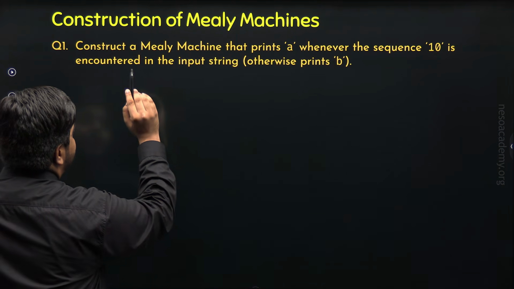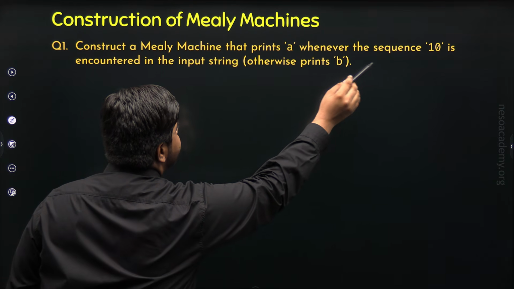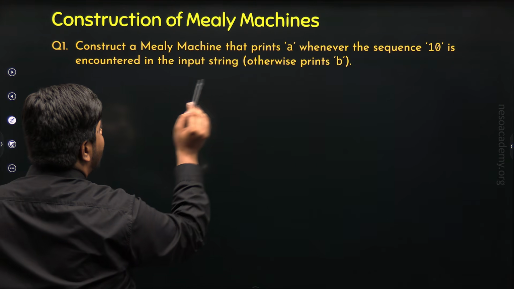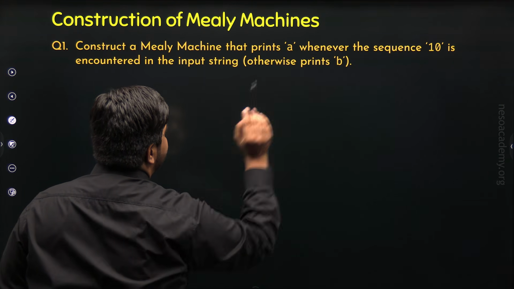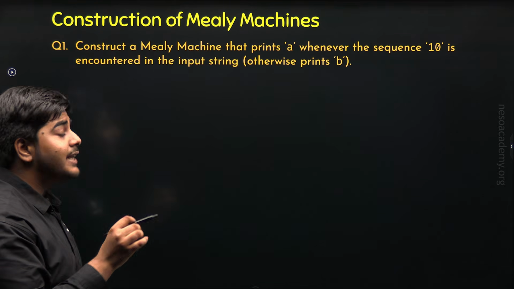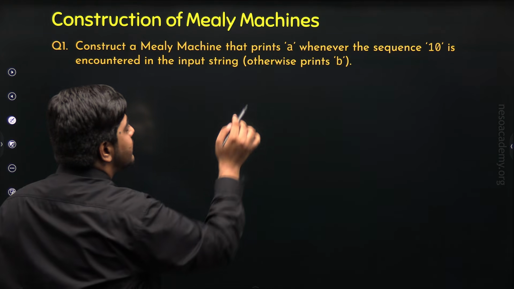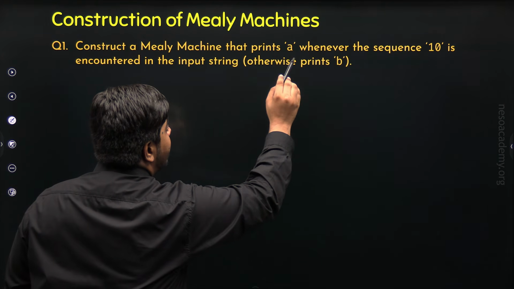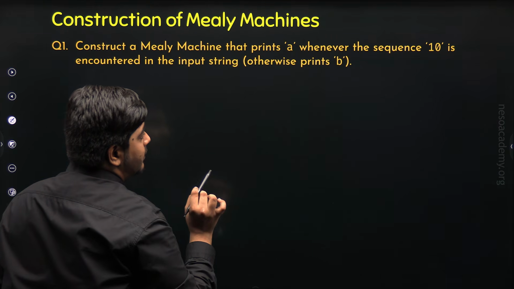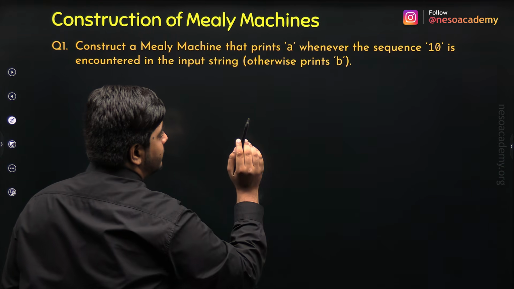Construct a Mealy machine that prints A whenever the sequence 10 is encountered in the input string. Otherwise, it will print B. What does that mean? It simply means that we are required to construct a Mealy machine that will produce the output symbol A whenever we get the sequence 10 in our input string, and otherwise, it will produce the output B.